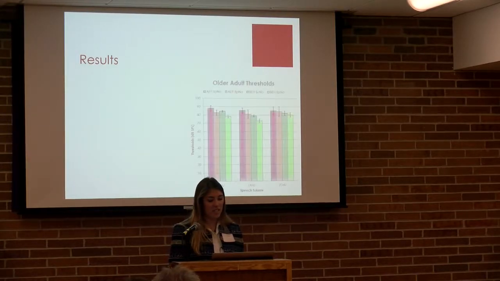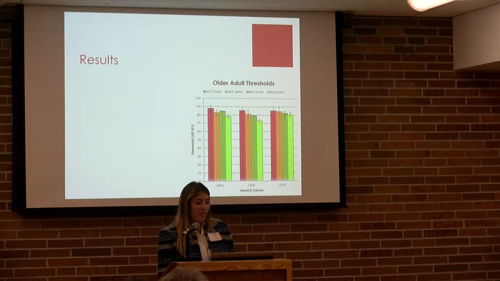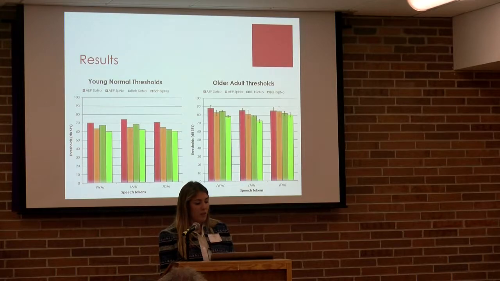So for my results, we looked at wah, ah, and da. The red and the orange is the evoked potentials, and the green is the behavioral, and then it goes SONO, SPINO, SONO, and SPINO. So again, the evoked potentials are showing greater thresholds than behavioral thresholds. And if we pull up the young normals alongside, it's exactly the same scaling, and you can just see that the older adults had greater thresholds.